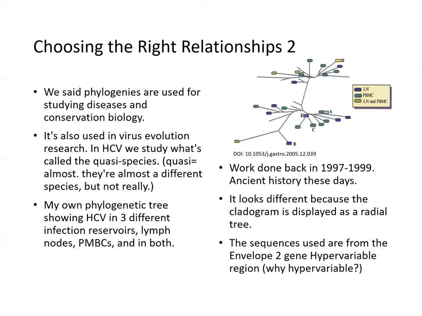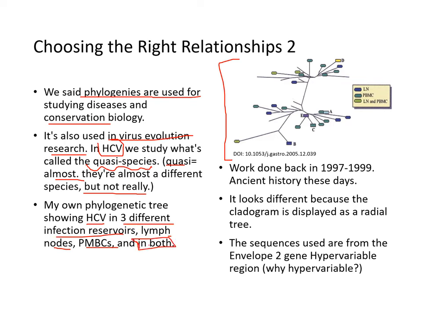We said phylogenies are used for studying diseases and conservation biology. I have also used them in virus evolution research. In HCV, we study what is called the quasispecies. Quasi because they're almost different species, but not really. And here's my own phylogeny tree that shows hepatitis C virus in three different infection reservoirs: lymph nodes, PBMCs, and found in both. This is work done back in 1997, 1999, which is ancient history, really.